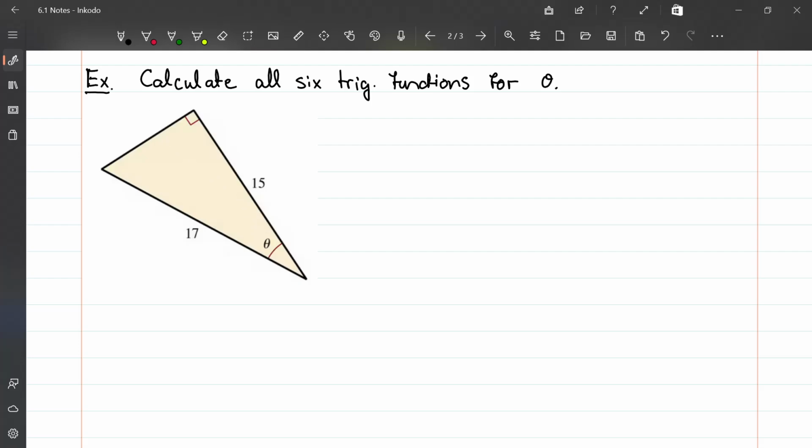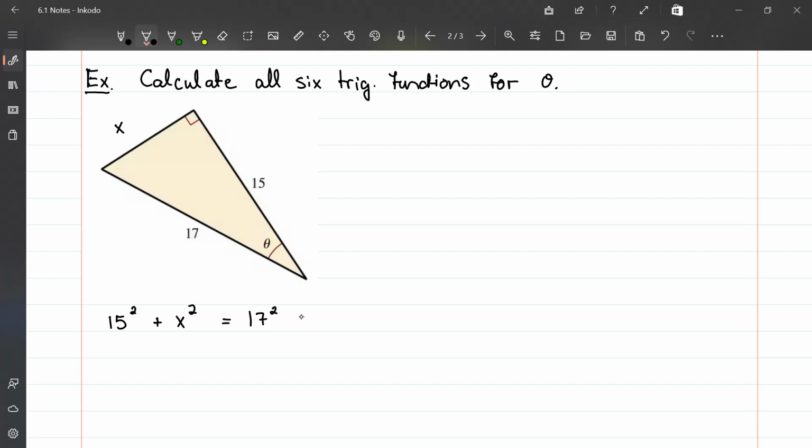This is clearly the side opposite theta. All we need to do is use the relationship of the Pythagorean theorem to figure out what the missing side is. So let's do that really quickly. According to the Pythagorean theorem, if I take these two sides, say 15 squared, and then add to it the unknown side, which I'll call x for right now, squared, the result should be the same thing as 17 squared.